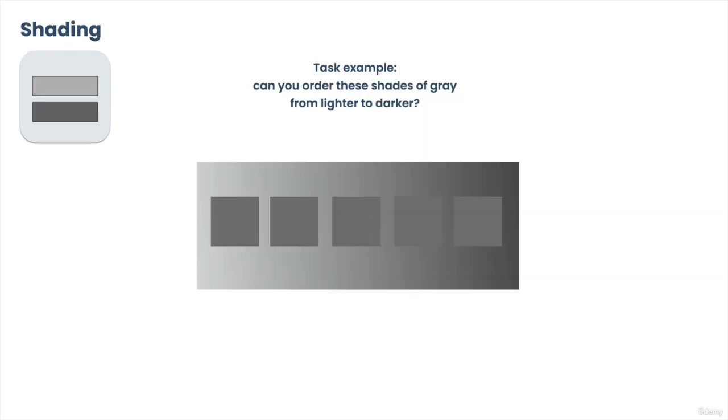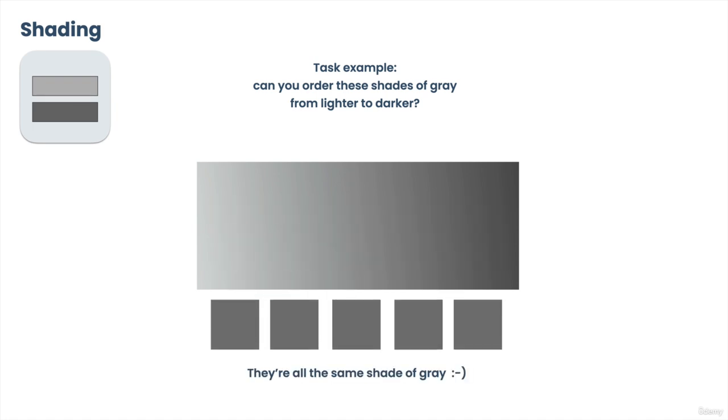The next task is decoding shading. In this case, the task is, can you order these shades of gray from lighter to darker? I'm just kidding, you will probably have noticed that they are all the same shade of gray. But actually, this is not as easy to see because the background of each square is different. The take-home message here is that we are not very good at judging shading because the surrounding colors will affect our visual perception of shading.